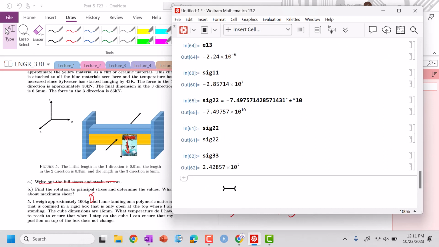So let's look at those values. It's going to be sig33, that's the positive, minus, what's the most negative? For sure, this guy, minus sig22, divided by 2. So sig1 minus sig3, and there you go. We got it.